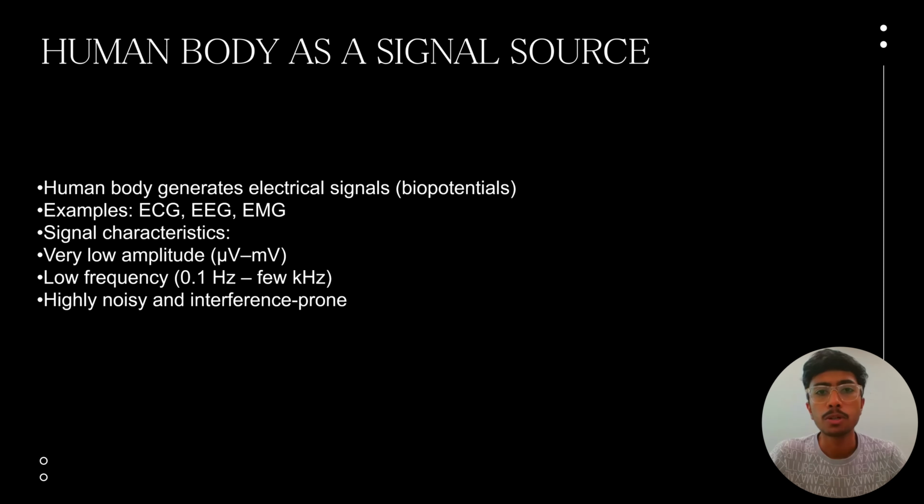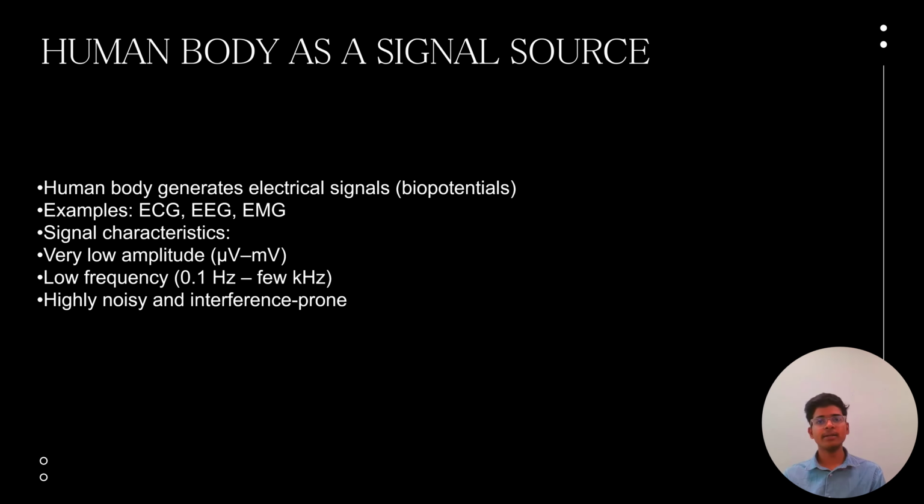Our body is producing electrical signals all the time. Every muscle movement, every thought, every heartbeat produces tiny electrical activities. ECG from the heart, EEG from the brain, and EMG from the muscles. But the problem is these electrical signals are extremely tiny compared to our everyday signals. And it gets worse. These signals get easily disturbed by even our body movement and even by nearby power lines.